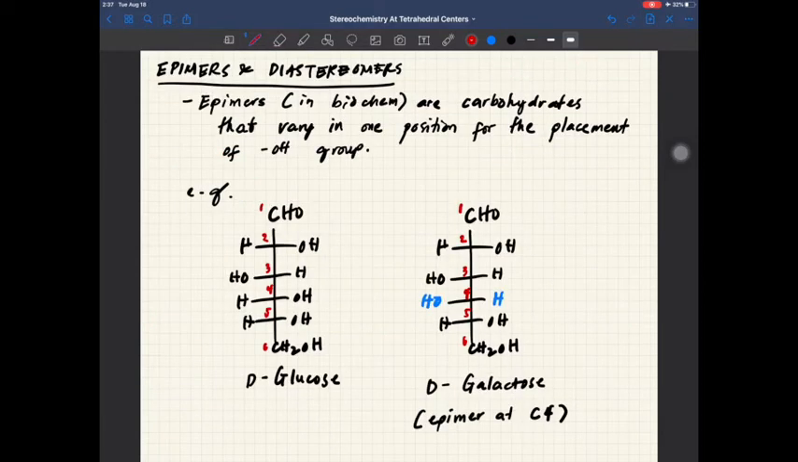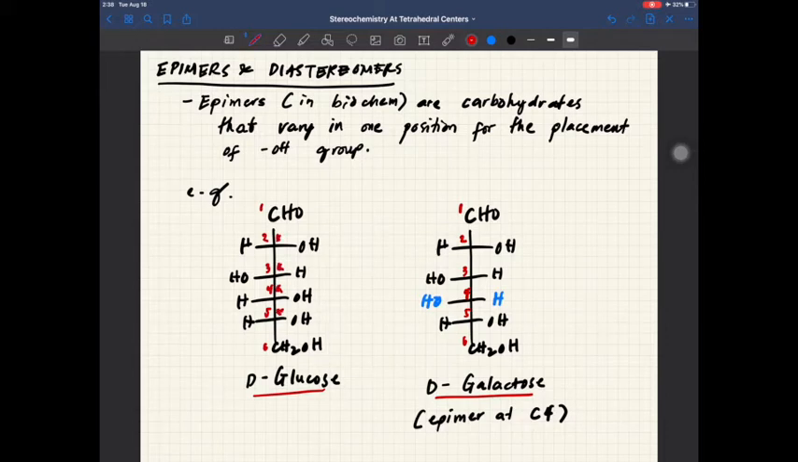Now, in relation to diastereomers, I would like to talk about epimers. Epimers, which you will be learning in biochemistry, are basically carbohydrates that vary in one position for the placement of the hydroxyl group. Suppose we have these two examples. We have D-glucose and D-galactose. Glucose and galactose have 1, 2, 3, 4 chiral centers.